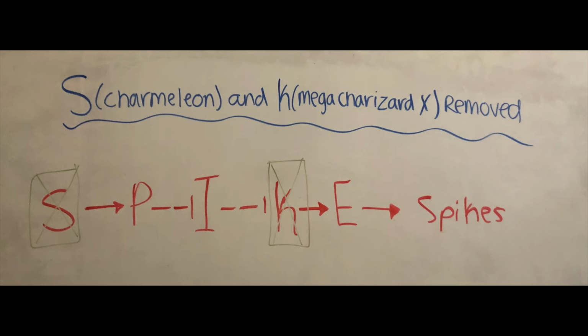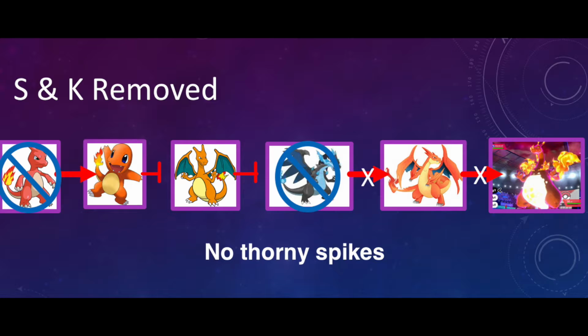If there is a double mutation, and Charmeleon and Mega Charizard X are removed, we only need to focus on Mega Charizard X, because Charmeleon is upstream and doesn't really matter. Mega Charizard X will not be able to promote transforming into Mega Charizard Y, and there will be no transformation of Gigantamax Charizard, leading to a dragon without any thorny spikes.